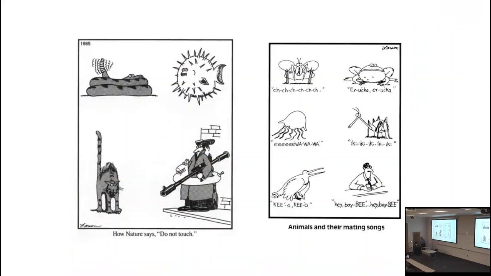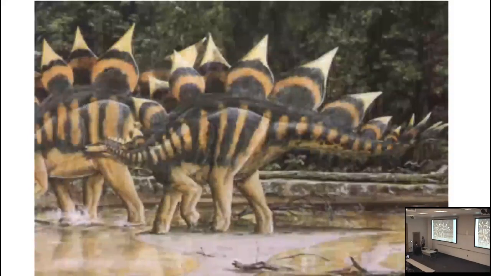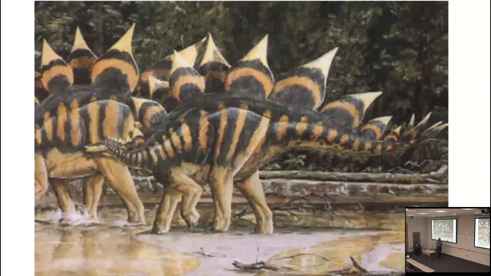And display also has other functions. How nature says, do not touch. And animals and their mating songs. So for defense and for courtship. Now, we don't know how colorful they were, but they're covered by keratin, and keratin isn't always dull-colored. Think of the beaks of a bird, the different colors they can have. Think of the shells of a tortoise, or the box turtle, or other turtle species. They can actually be quite brilliant. We don't yet have evidence of what colors they were, but they could have been very colorful.